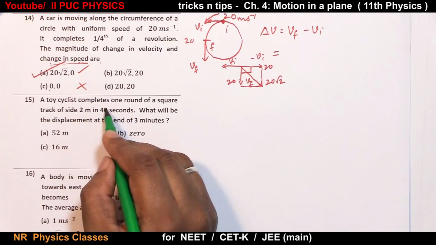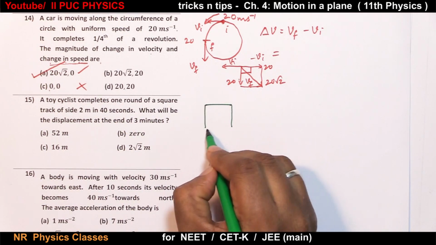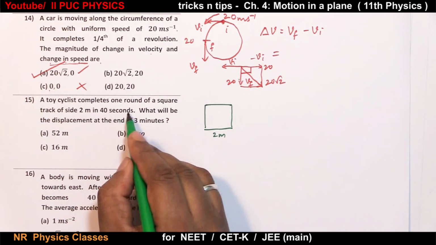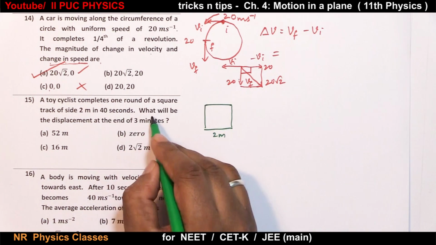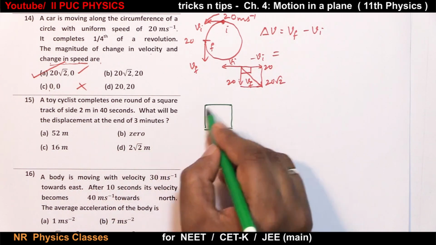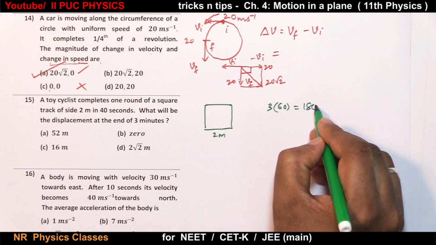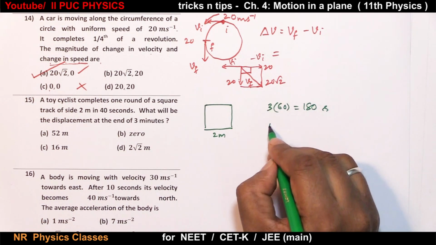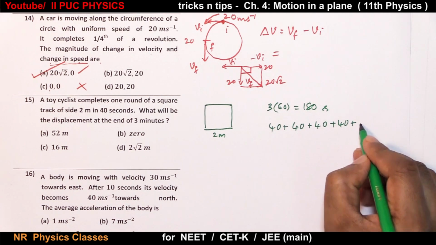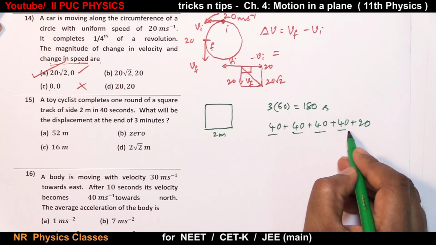A toy cyclist completes one round of a square track of side 2 meter in 40 seconds. What will be the displacement at the end of 3 minutes? One round takes 40 seconds. 3 minutes means 3 into 60, 180 seconds. 180 seconds is 40 plus 40, 80, plus 120, plus 160, plus 20 seconds: one revolution, second revolution, third revolution, fourth revolution.